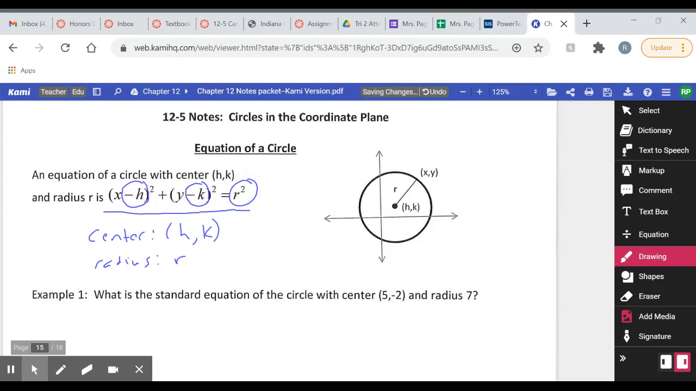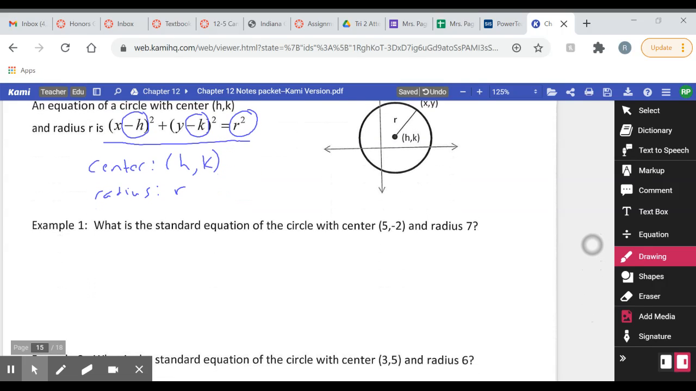Okay, so if you know what the radius of the circle is, you're going to square it to get this number in the equation. Okay, so that's kind of the gist of what we're doing here.